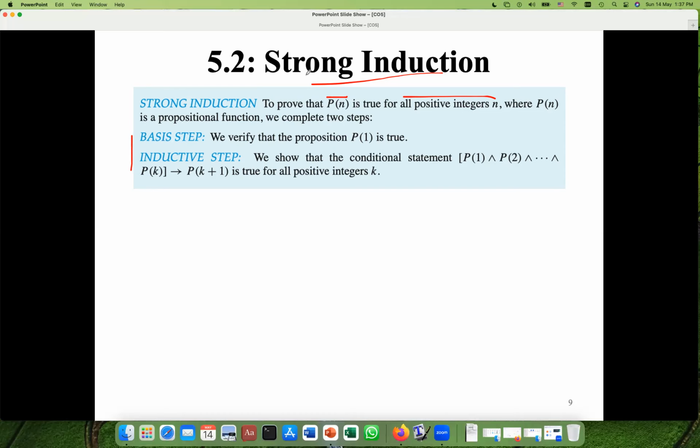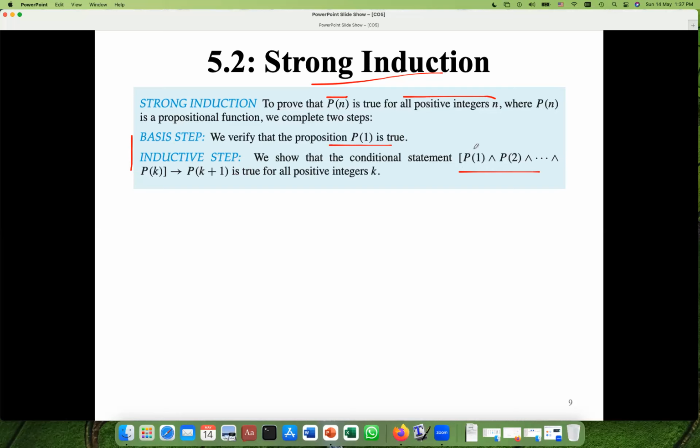The basis step in strong induction is again the same thing. Either P of 1, 0, 4, 5, whatever. The difference is here, in the inductive step. In the inductive step of mathematical induction, you suppose P of k, and then you go to P of k plus 1, and you prove P of k plus 1 by taking the assumption of P of k.